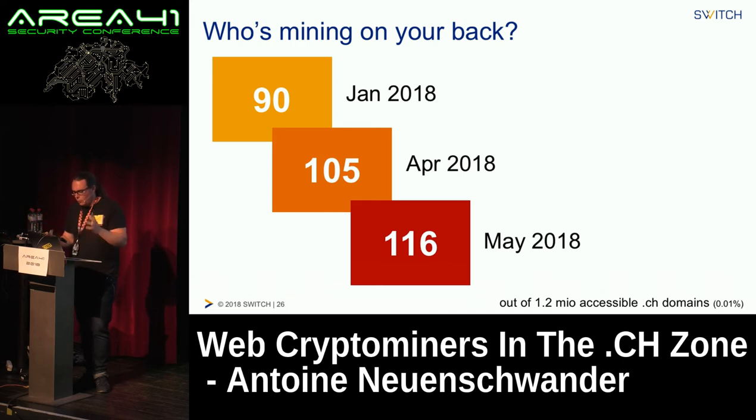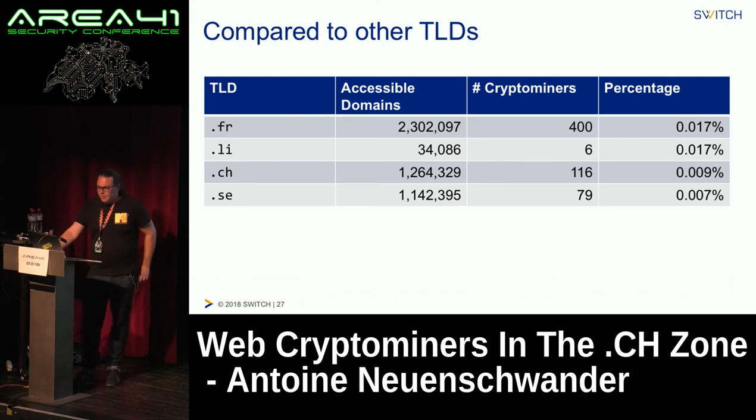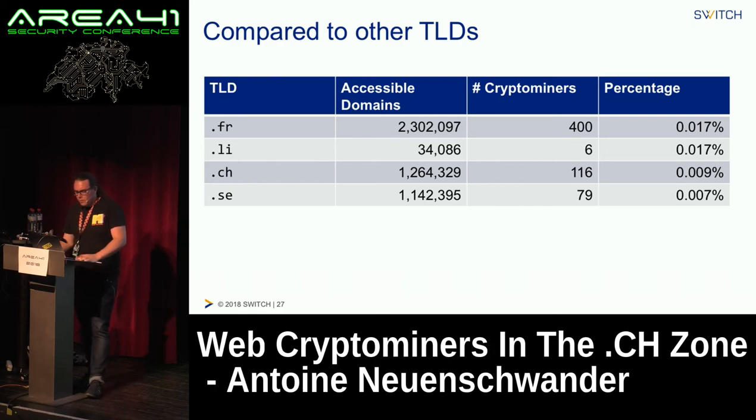I always took the fresh zone file. There are TLDs who offer the whole zone file as open data, so you can access all the .fr domains, the .sc as well. And you see that the number of crypto miners you have on them is very marginal. I guess if you would go on .com, it would look different, but I didn't access that.